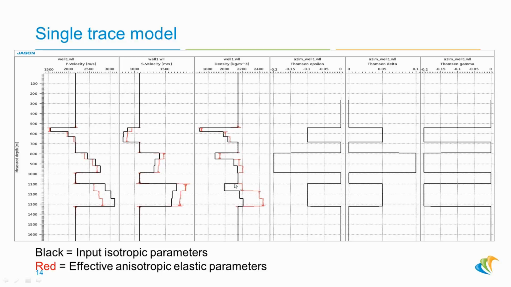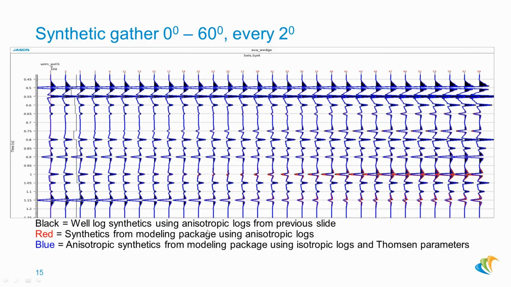So then we can do forward modeling with this. There are three ways in which we can do forward modeling in the workbench. We can look at well-log synthetics using isotropic logs, or the anisotropic logs from the previous slide. We can look at the synthetic modeling package using the anisotropic logs from the previous slide, and we can also calculate the anisotropic synthetics from the same modeling package where it uses the isotropic logs and the Thomson parameters.